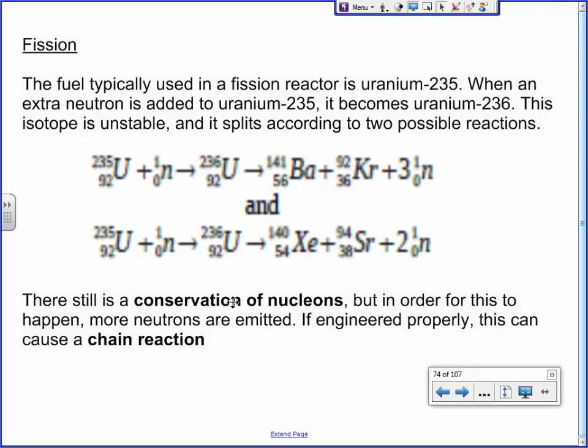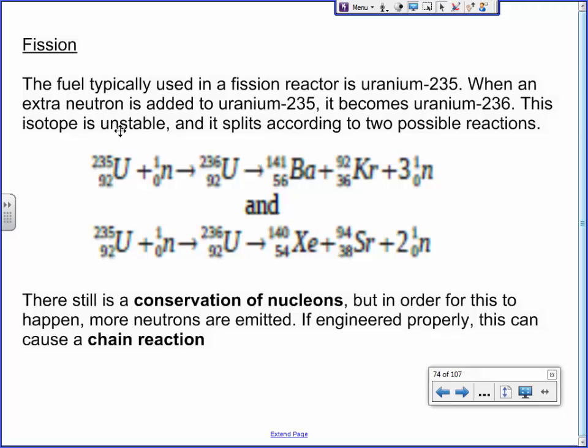So here's fission, and these are the two reactions that you're going to want to know about. The typical one involves uranium-235. Now, uranium-235 is quite stable. There's nothing really wrong with it. But if you can throw an extra neutron in there, all of a sudden it becomes uranium-236, right? One extra neutron, and now it's unstable, and there are two different reactions.